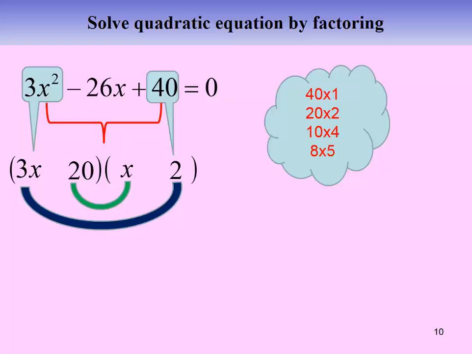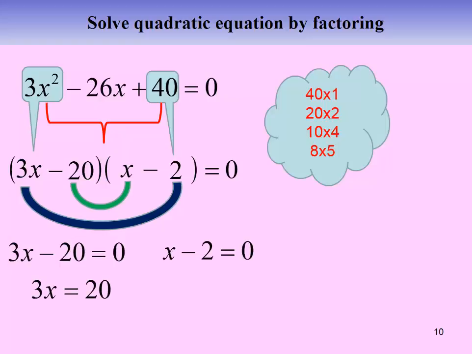So the 2 and the 20, if they're put in there in this order, would work. Since it's a plus in front of the 40, we have the same sign on both of them, and that has to be a minus. And just like on the previous one, we set each of those equal to 0, and then solve each one of them. And there's our two answers.